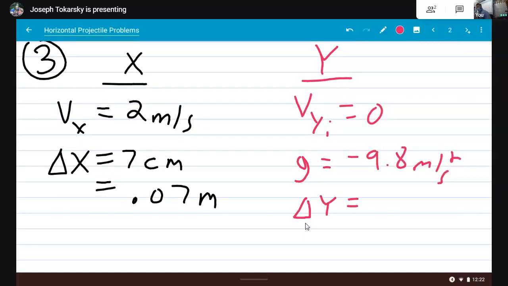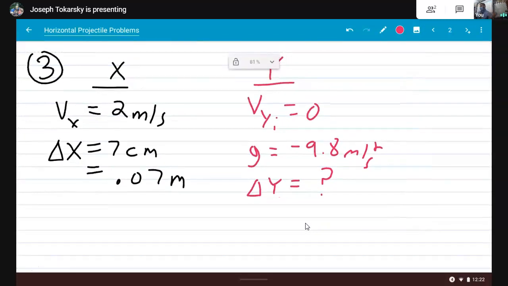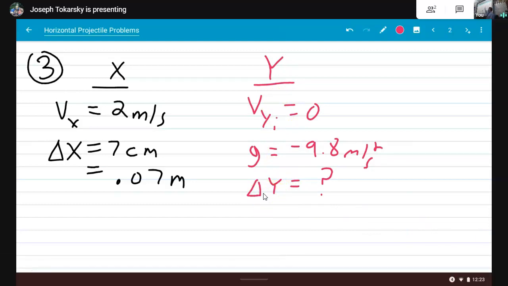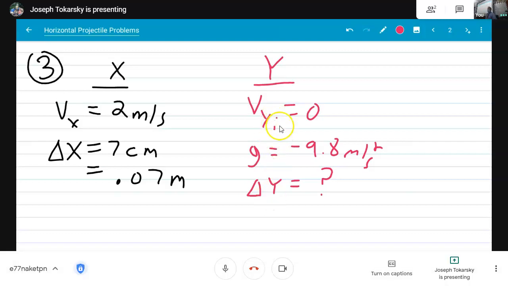That's the unknown. How far it fell down by the time we caught it. So, like I keep telling you, we probably need to find what first? Yeah, time. Because if I try to go straight to this column and directly solve for delta y, we know we have to use a kinematic equation, and you need at least 3 knowns. To use a kinematic equation, I only know 2 things here. But if I get t from this information, I could use it over here, right? So I do have enough.